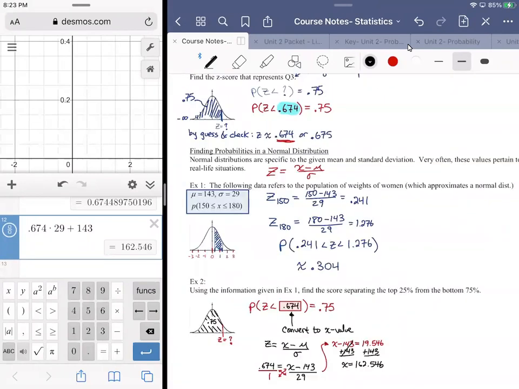Now, again, I'm not overly thrilled with my choice of problems here. Again, 20 years ago, I just grabbed the problem from a textbook and I said, "Ah, looks good, just throw it in there." Now I'm kind of looking back and being like, yeah, I probably could have been a bit more sensitive in terms of what kind of problems I selected. But in the context of this question, what it's saying is that 75% of the population of women have weights that are below 162.546.